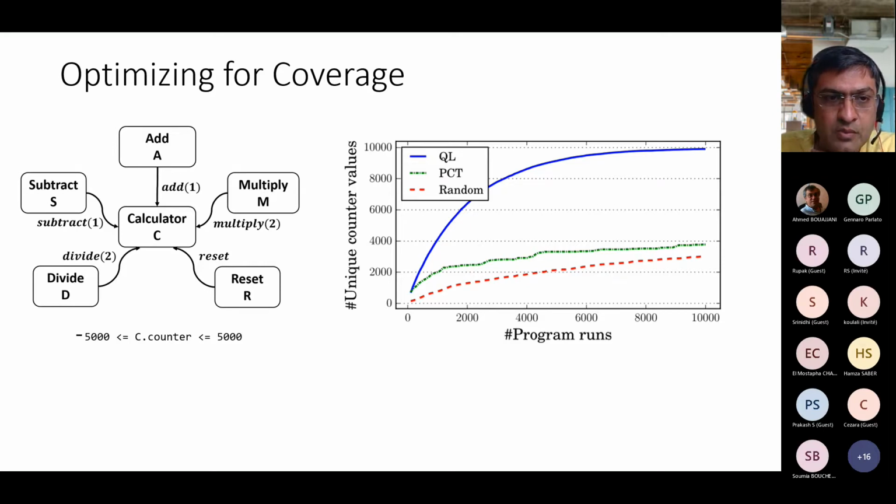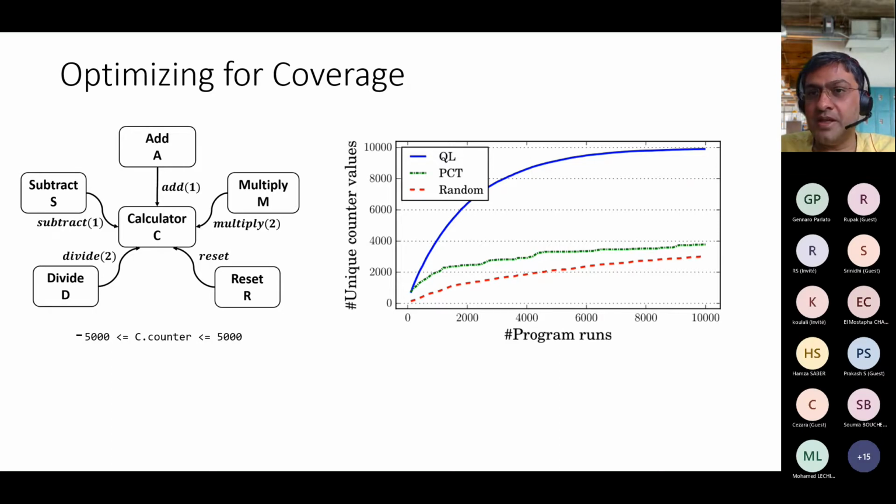So there's a calculator machine, and what that calculator is doing is that it's maintaining a counter value, an integer value, right? And all of these other machines, they are continuously sending operations to the calculator to perform, right? So the add machine is continuously saying add one, add one, add one, add one. Or the multiply is saying multiply the counter value by 2. There is a reset that says reset the counter to 0. There's a divide that says divide the counter by 2. And subtract, which says subtract 1 from the counter value. Okay. And furthermore, let's say the counter is pinned to be between minus 5,000 and 5,000, right? Just to make it bounded.